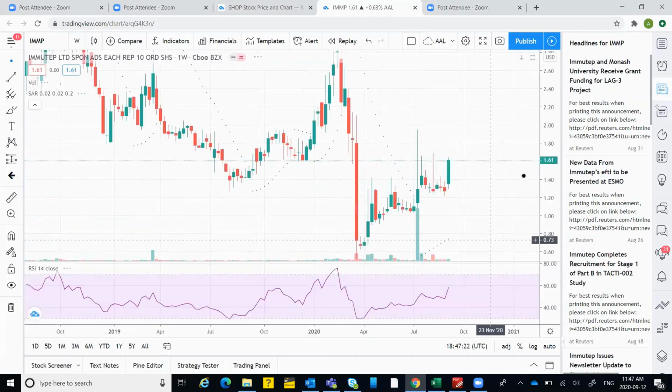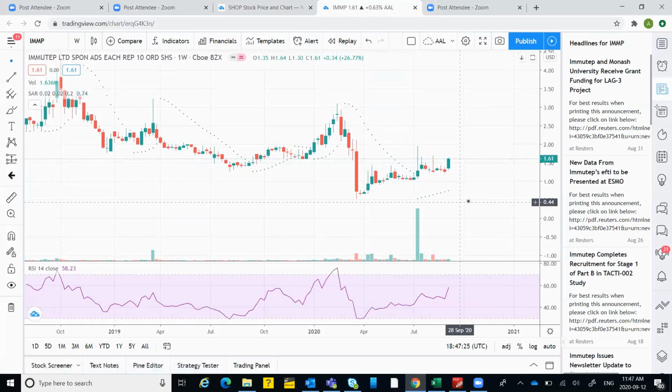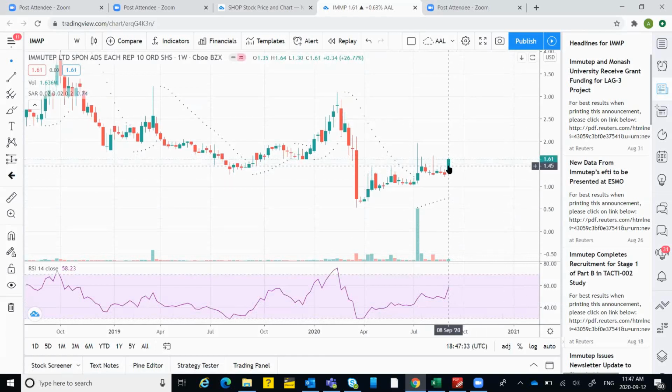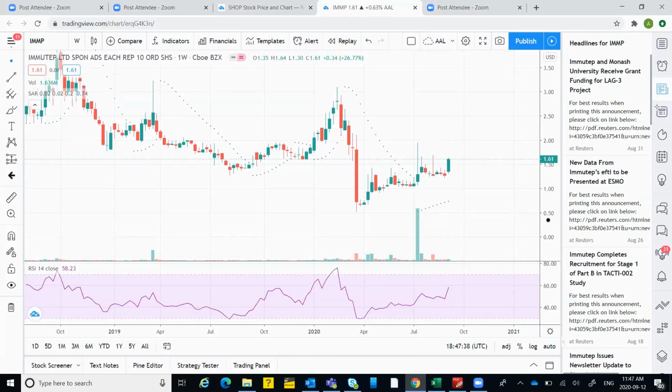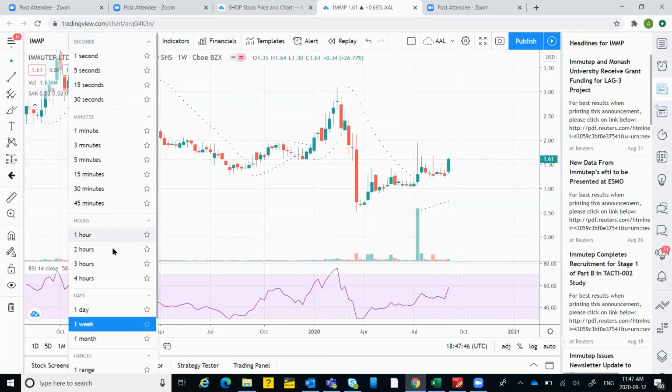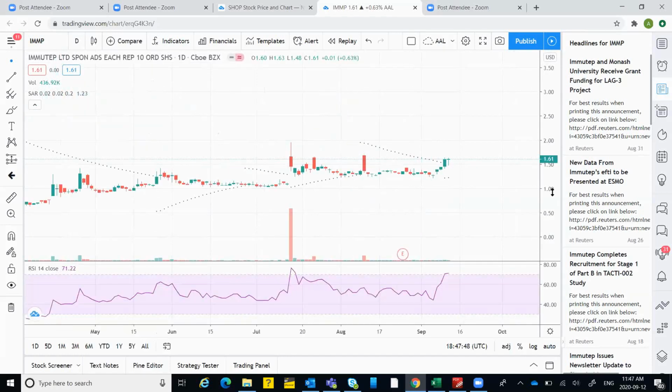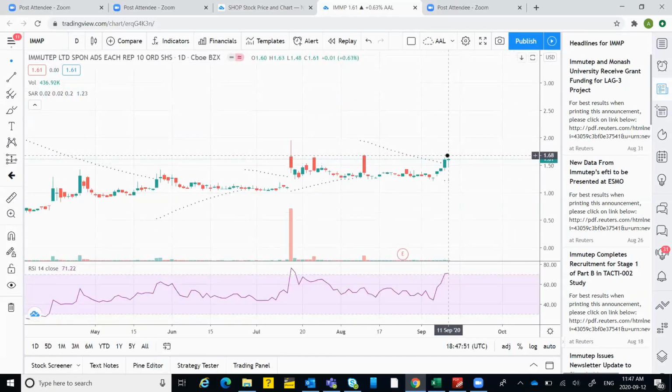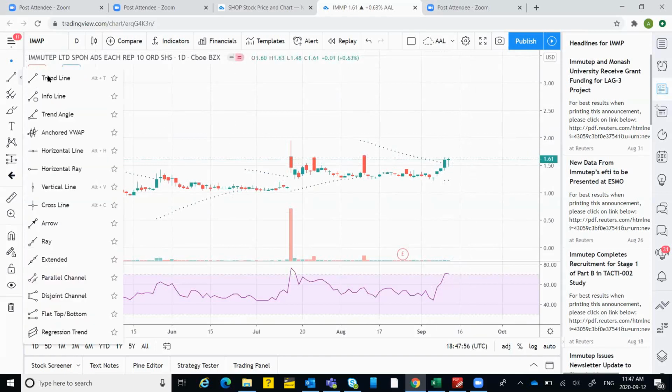Let's look at the weekly. On the weekly side, also the same analysis. RSI is positive, going upward, and here we got a big green candle, which is a positive sign again. So you are positive in this stock on the weekly time frame as well as the daily time frame. Let's go back to the daily and see the levels. There's not much space left here, and you need to exit at the right time.